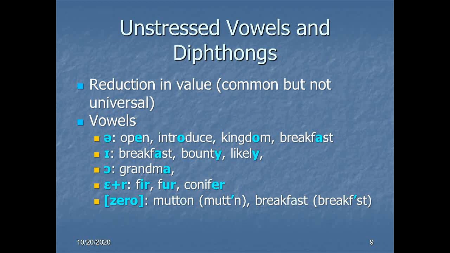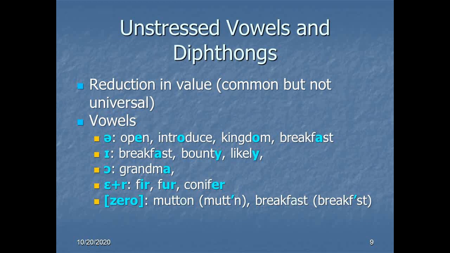So if we take a look at the words I've given you on the slide here, open, introduce, kingdom, breakfast, the unstressed vowels there are all pronounced pretty much the same. Any difference between them is largely a function of my dialect, which I'm consciously trying to control for. While in Middle English these might have had a fuller pronunciation than we give them, by the time we get to the modern English period, spelling in unstressed vowels is becoming decreasingly important.